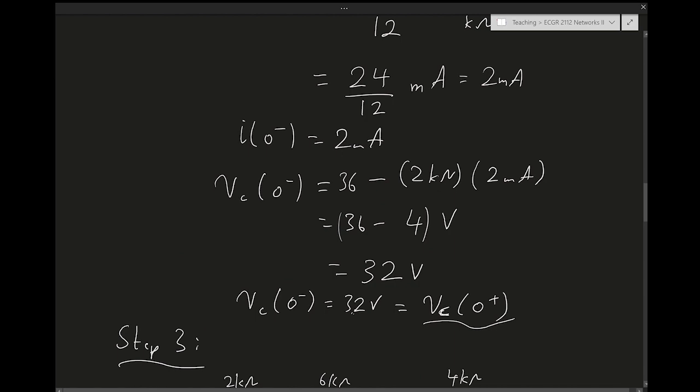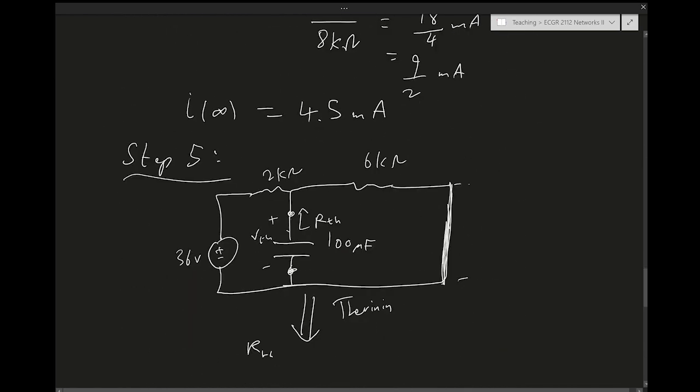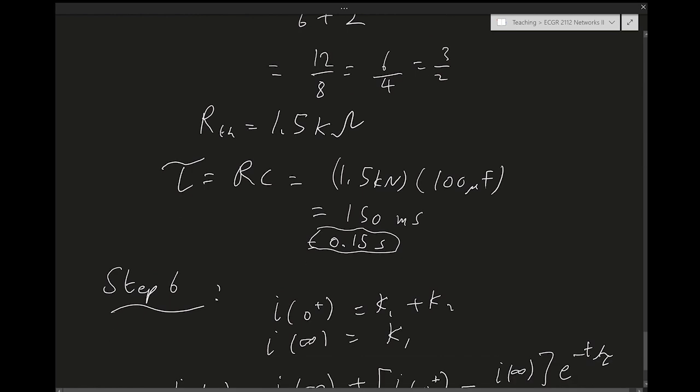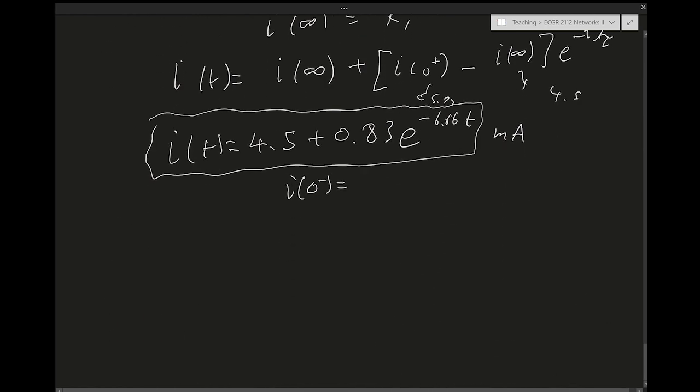So clearly, unlike the capacitor voltage, this variable is not continuous, right? It doesn't have to be because it's not an inductor current. The only variables that need to be continuous are the inductor current and the capacitor voltage. Any other variables in the circuit can show discontinuity. Right? So I0 minus is 2 milliamps.